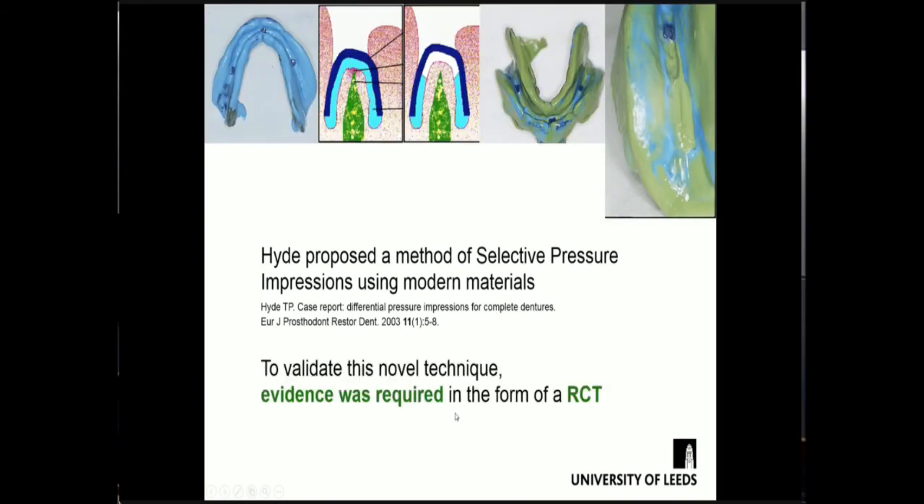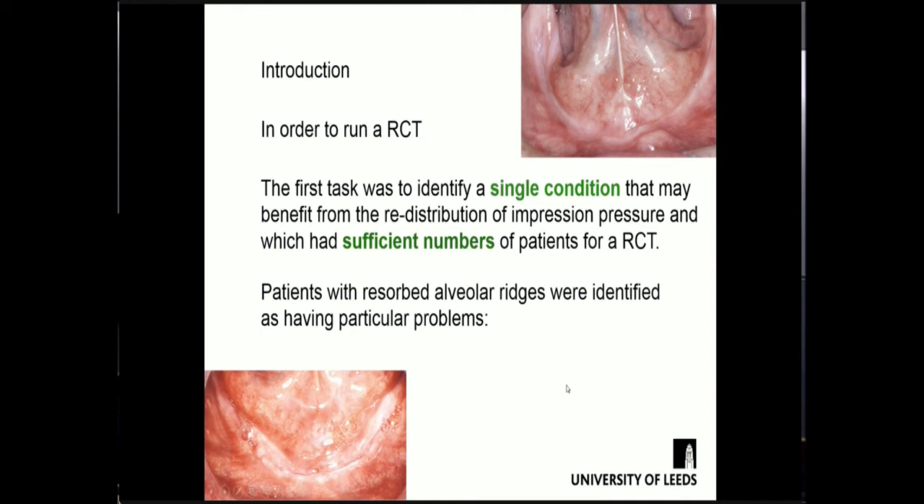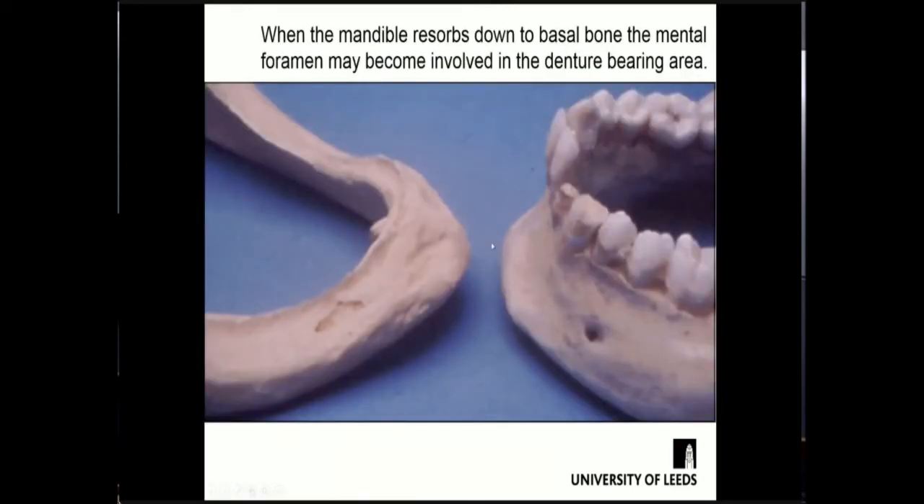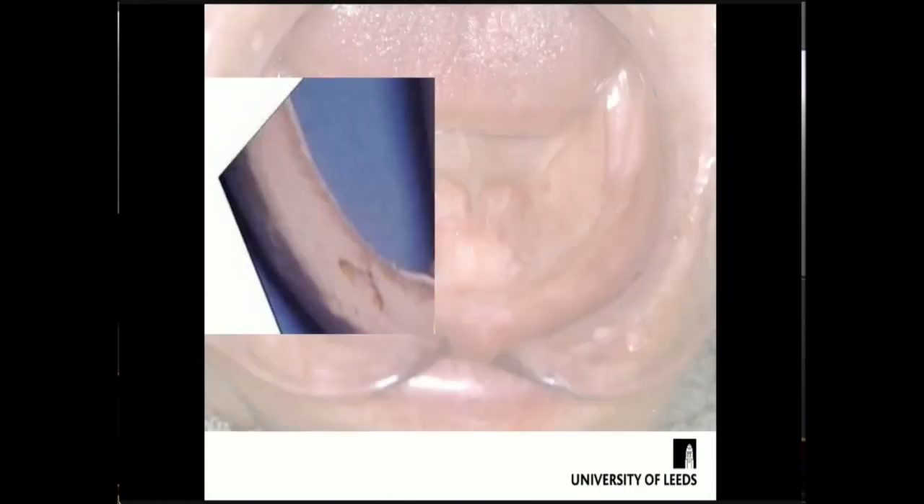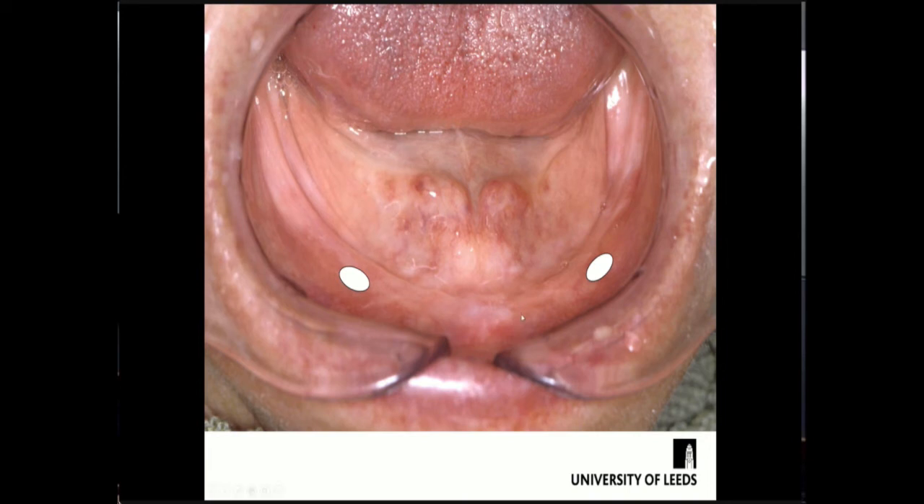So I'd proposed that method of selecting pressure. In order to run a randomized controlled trial, the first problem was to identify a condition that may benefit from redistribution. There's a number of possible conditions, but we chose to look at the severely resorbed mandible. So we're talking about mandibles that looked like this, because when the teeth are lost, alveolar resorbs, we get the mental foramen in the denture bearing area. And that becomes a pressure point under our dentures. In this patient we have a couple of pressure points there, which when I press on it with my finger, the patient tells me her lip tingles and she has a problem.